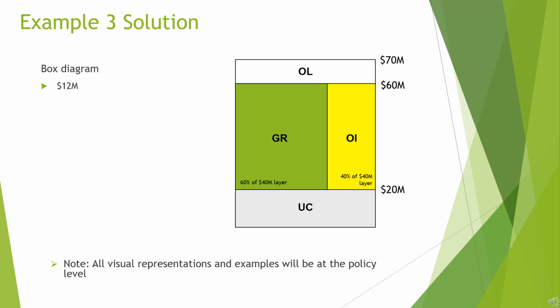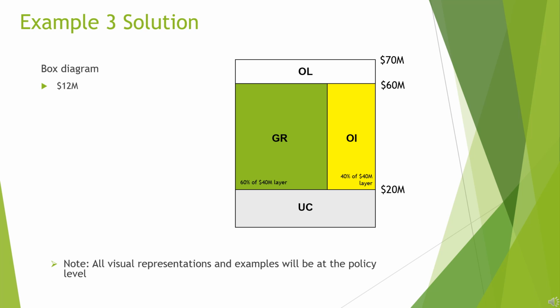There will be a $40 million policy limit. The total value of the property here is $70 million. So the gray layer is $20 million. The second layer, above $20 million, is the covered layer on a 60-40 basis. The green part shows 60% of $40 million will be covered by this insurance policy, and the yellow part is OI, which stands for other insurance. So the other insurance company will cover 40% of $40 million of the covered layer. And anything above that will be known as the over limit layer that we discussed in the previous problem.